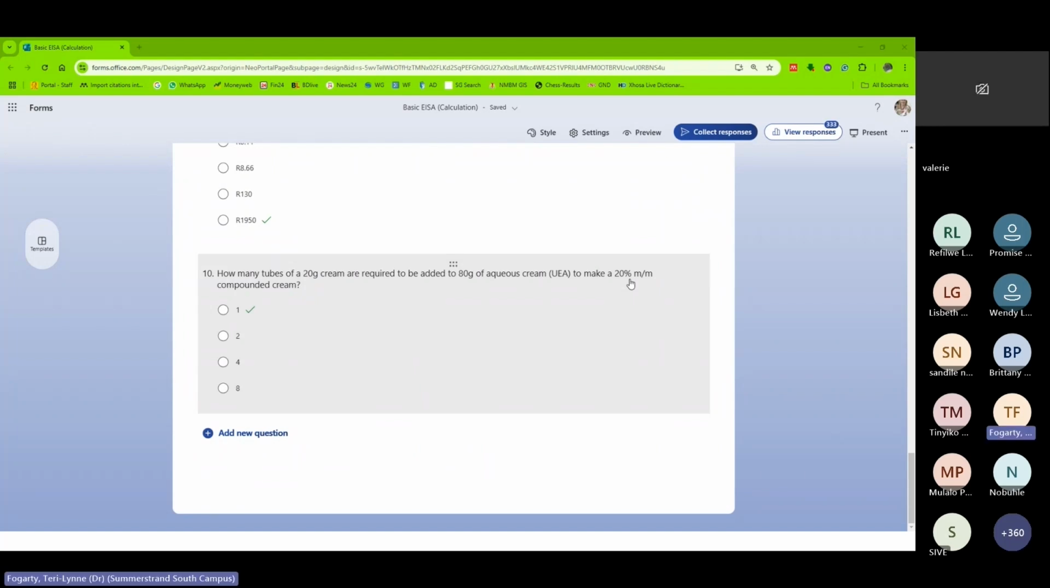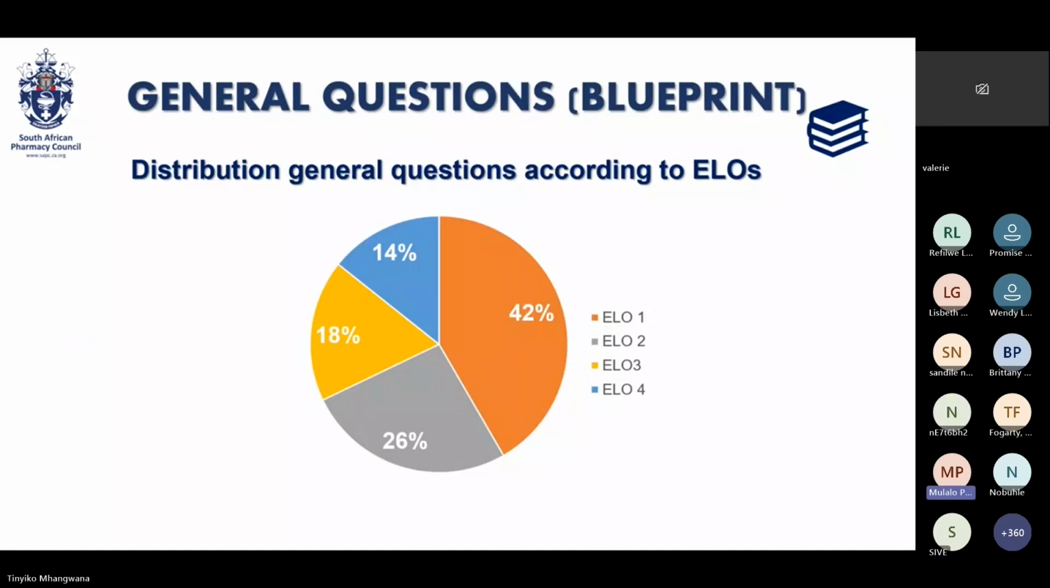I hope that makes more sense. 20 grams is 20% of 100 grams. And so the link here is that you have to understand the mass per mass is grams per grams. 20 grams in 100 grams. And if you consider that your cream is the full active ingredient that's been added, then you've got 20 grams with your 80 grams of aqueous cream, giving you that full 100 grams of compounded product, and therefore over to you.